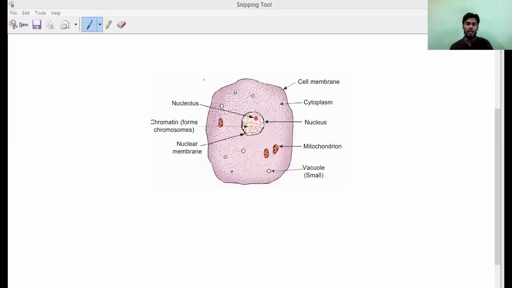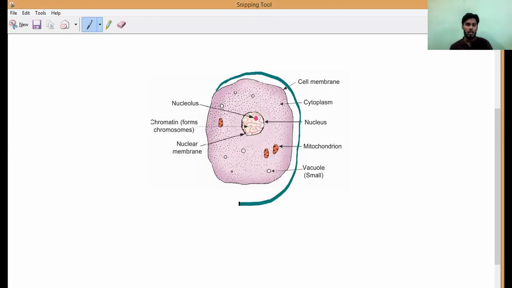So in this picture you can see some cell. I am not saying it is a plant cell or animal cell, you just have to understand. So this is the outer layer. Can you see this outer layer, that black line present on it? This outer layer is called what? Cell membrane, covering the cell.